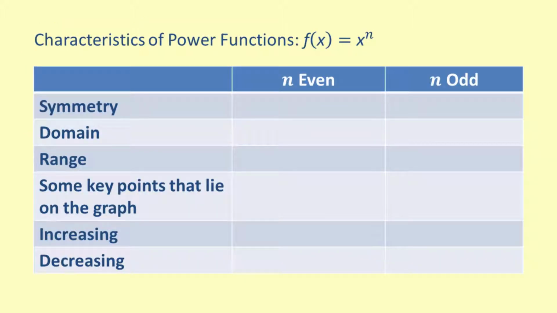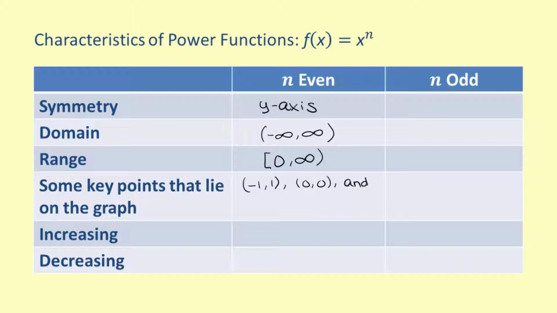Power functions have several characteristics that make them easy for us to identify. Let's first consider the case where n is even. When n is even, the graph of x^n is symmetric about the y-axis. The domain of this function is all real numbers, so we'll write negative infinity to infinity. The range of the function is from 0 to infinity, because raising any value to an even power will always produce a non-negative value. In this case, 0 is included in the range, which is why we denote this with the bracket. Some key points that lie on this graph are (-1, 1), (0, 0), and (1, 1).